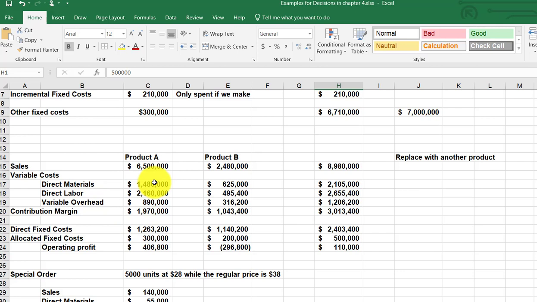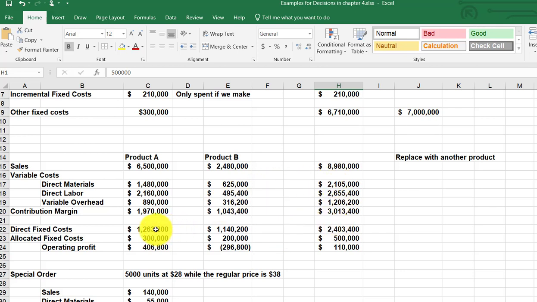This is a product, and you would do a very similar process if you were doing it for customers. Remember, those are very similar. So we have product A and product B. We do the direct materials, direct labor, variable overhead, the variable costs, the contribution margin. Those are the clear ones every time. We've got product A and product B separated. We know which costs go to each product, and this is the total.